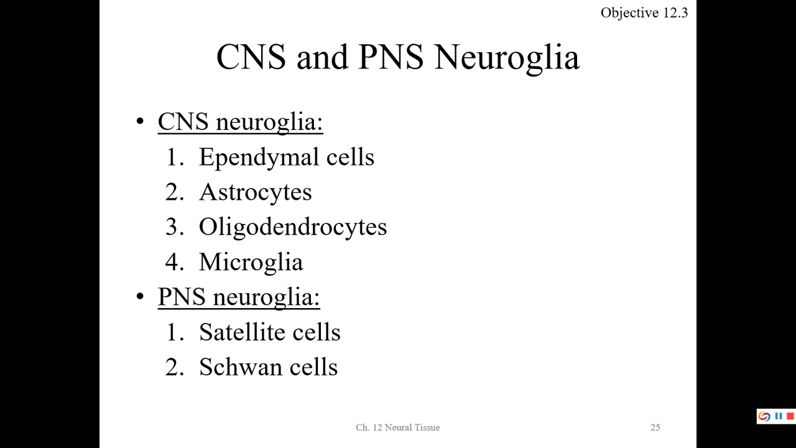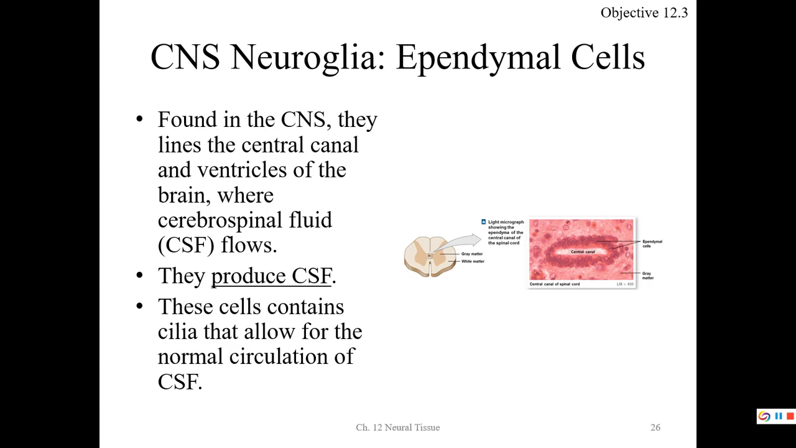Now, let's talk about neuroglia. The CNS has ependymal cells, astrocytes, oligodendrocytes, and microglia. PNS neuroglia will be satellite cells and Schwann cells. Some of these do the same job in the CNS and PNS, and we'll talk about them. I want you to know what each one does and where they do it, CNS or PNS. We're going to start with ependymal cells.